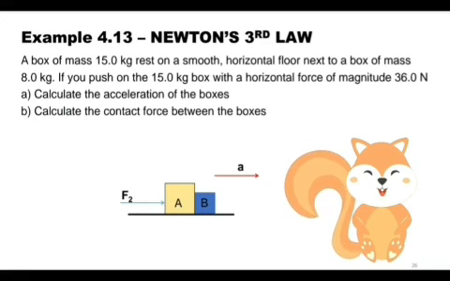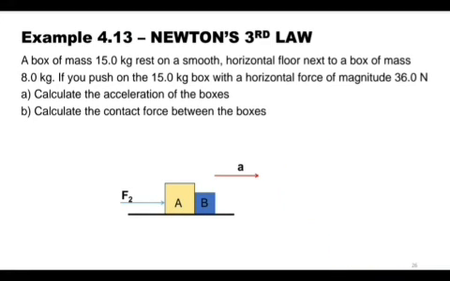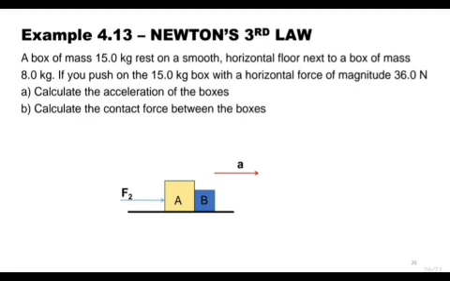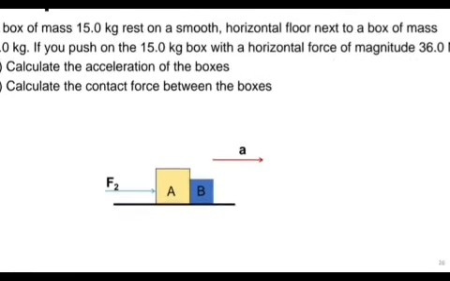Example 4.13, Newton's third law. A box of mass 15 kg rests on a smooth horizontal floor next to a box of mass 8 kg. If you push on the 15 kg box with a horizontal force of magnitude 36 Newton, A. Calculate the acceleration of the boxes, and B. Calculate the contact force between the boxes. Now, let's identify all the forces that acting on box A and box B.